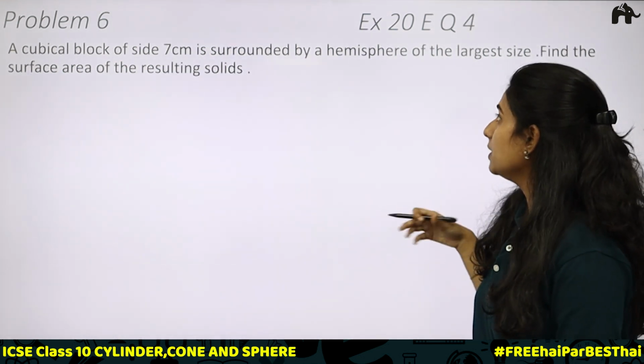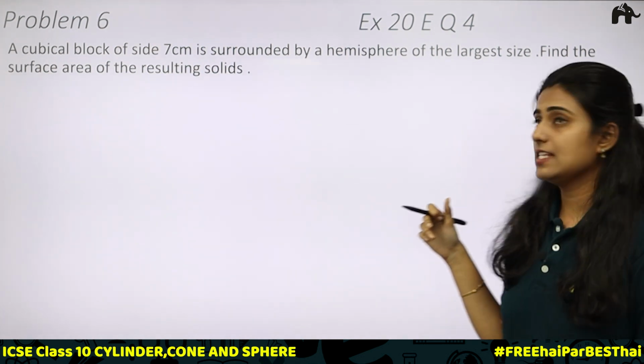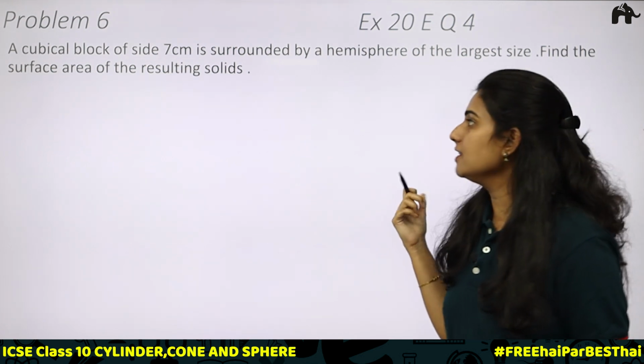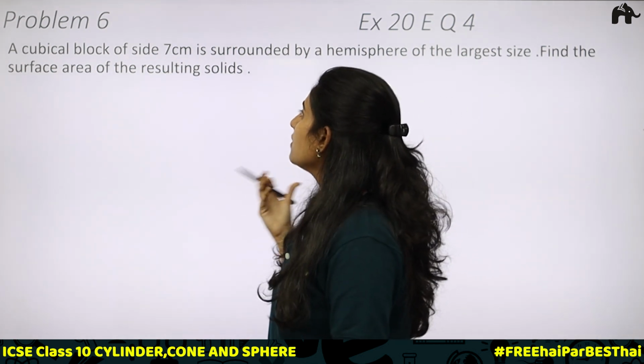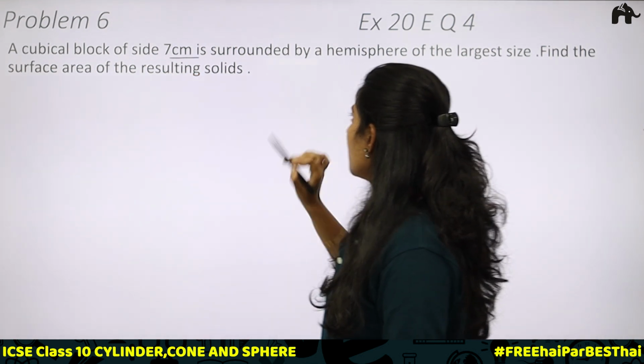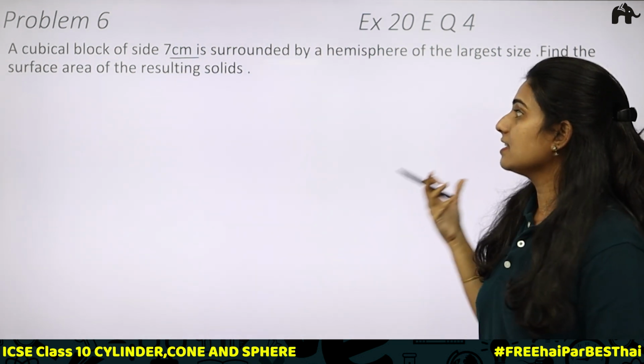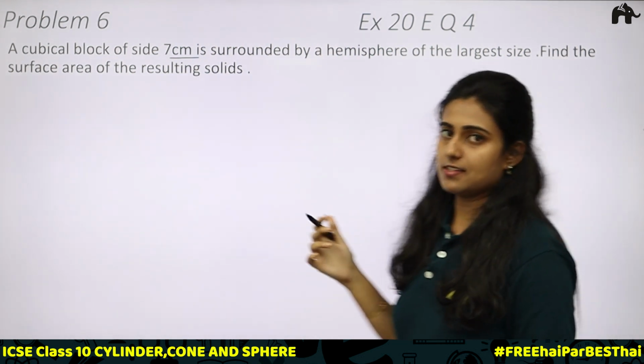Now let's solve problems from exercise 20E. Here we have the first problem. Question 4 of exercise 20E. This is related to the combination of solids. A cubical block of side 7 cm is surrounded by a hemisphere of the largest size. Find the surface area of the resulting solid.